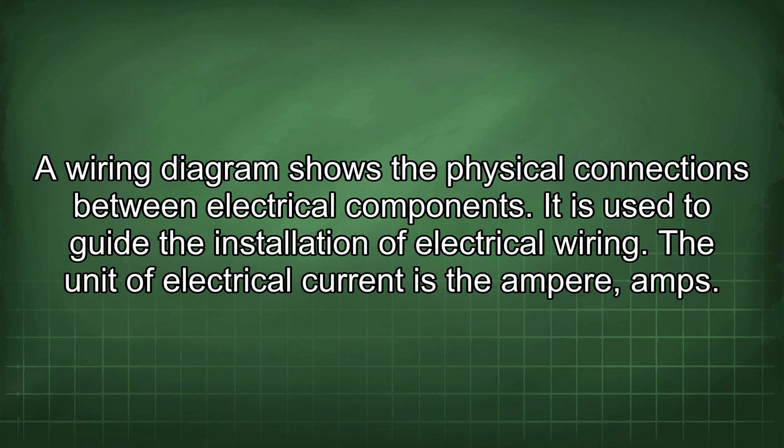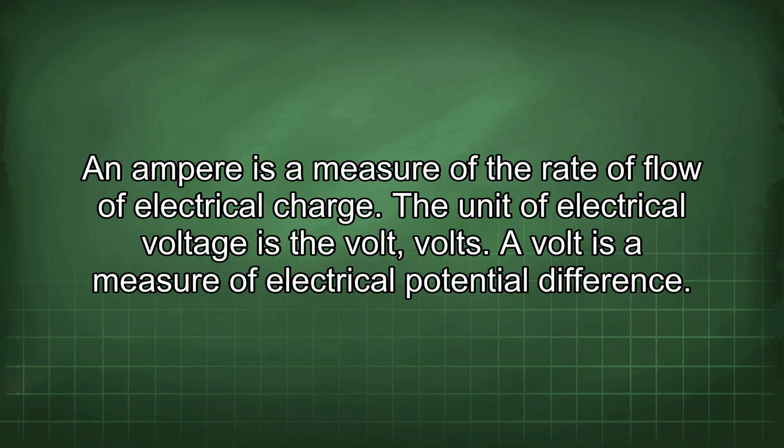The unit of electrical current is the ampere, or amps. An ampere is a measure of the rate of flow of electrical charge. The unit of electrical voltage is the volt. A volt is a measure of electrical potential difference.